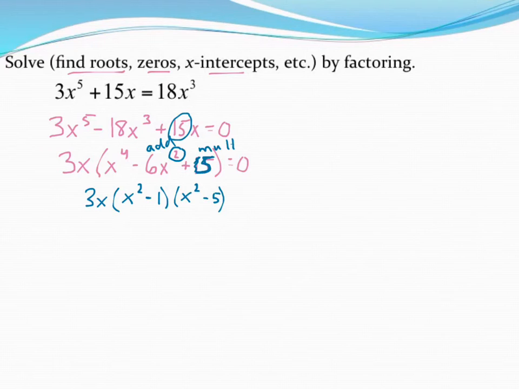Once again, I want to look for more ways to factor. I can try difference of two squares. x squared minus 1 is the difference of two squares. 1 is a perfect square. So I can factor that into x plus 1 and x minus 1.